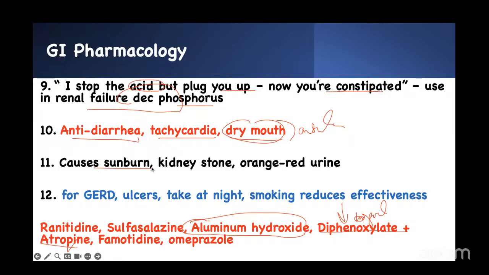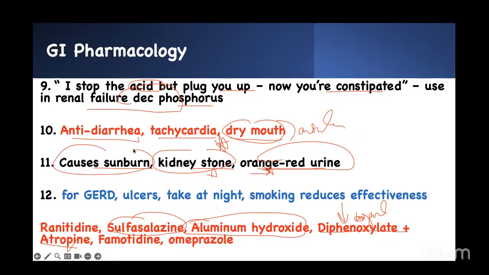This causes sunburn, kidney stone, and orange red urine. This is sulfasalazine. It's used for Crohn's disease for immunosuppression, but the major side effect is kidney stone, orange red urine. So you teach the patient to drink a lot of water, not to form kidney stone, and wear sunscreen when going outside.